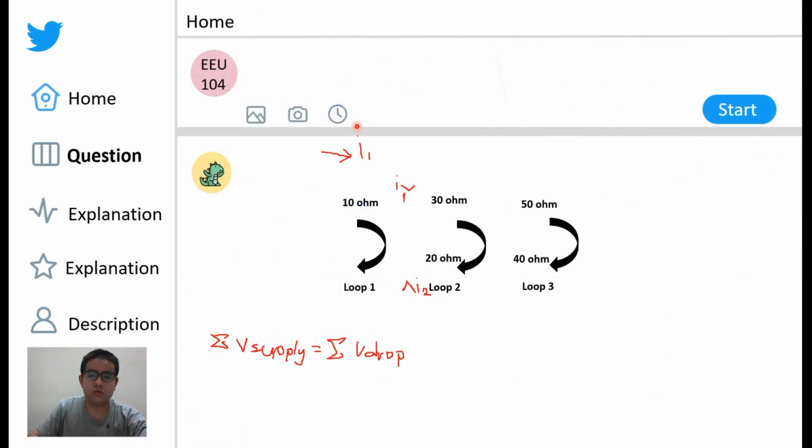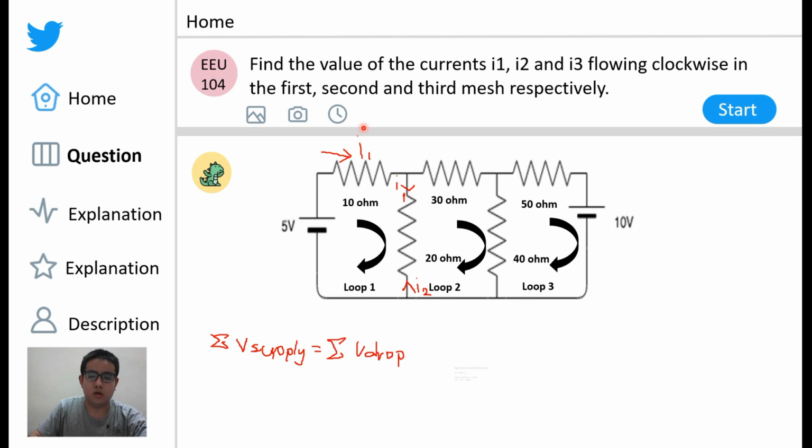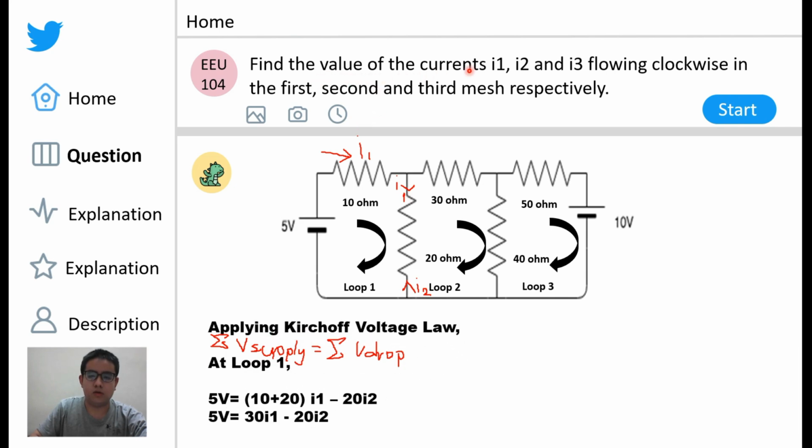So we are now going to start to discuss our question. In this question, we are needed to find the value of current I1, I2, and I3 flowing clockwise in the first, second, third mesh respectively. In this circuit, we have broken this down into loop 1, loop 2, and loop 3.